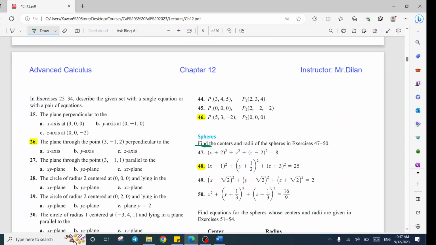Find the center directly, right? 1 minus 1 over 2, minus 3, our center here. Clear? How about the radius? I know it's 5. You got it? So practice to learn how to go to the 3 dimension.